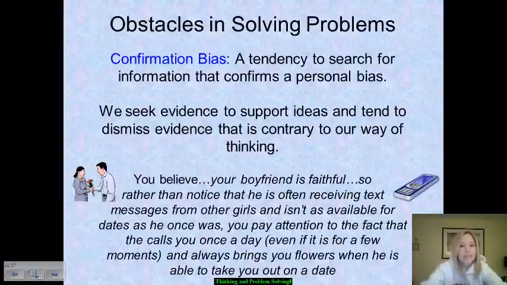So let's say, for example, in this little scenario down here, you believe your boyfriend is faithful. And so instead of noticing that he's getting text messages from other girls and suddenly isn't available to go out with you the way that he once had been, you pay attention to the fact that he calls you once a day, even if it is for a few seconds, and so it still means he's faithful and committed to your relationship, and because he also brings you flowers when he's able to take you out on a date, you pay attention to those things. So you put blinders up in certain scenarios.